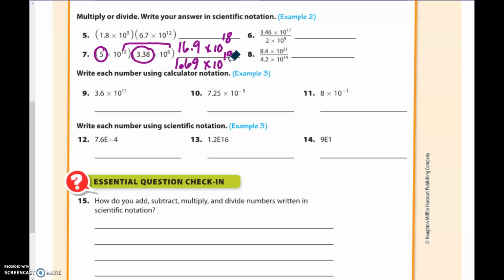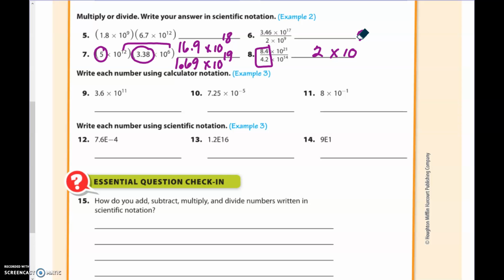All right. And then here for the final answer, we're going to take 8.4 and divide by 4.2. So just do that right on your calculator and we get 2. And then we're going to write times 10. So let's see here. We are going to subtract exponents. So 21 minus 14 is 7. All right. It looks like that's in scientific notation. So we are good to go.